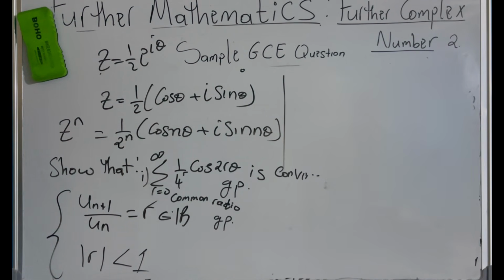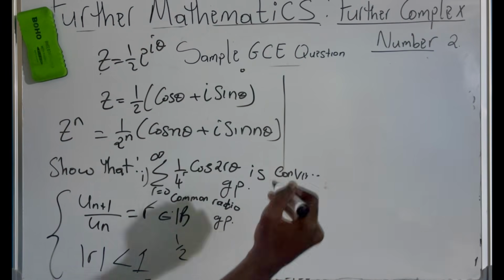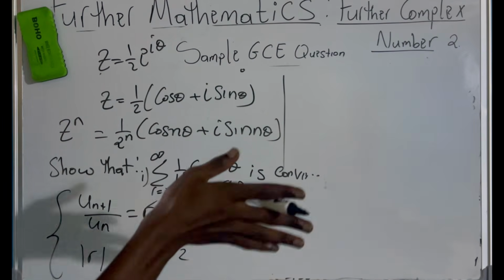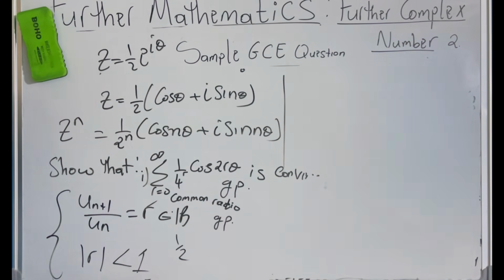Are we together? Because we all know that for a geometric progression, to get the next term, we multiply by the common ratio. And if the common ratio is less than 1, for example, I can take a half, it means that when I multiply by a half, you see that the terms will keep decreasing. It means that the series tends to converge somewhere. It means that it will finish somewhere.